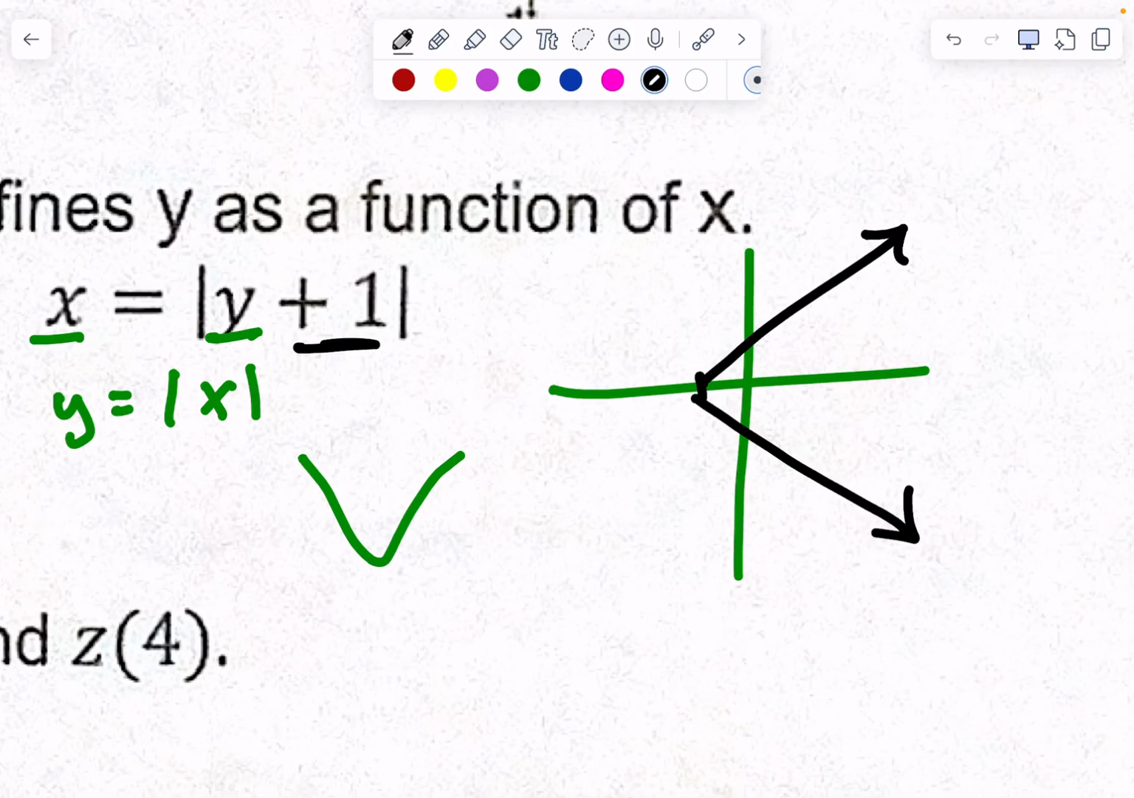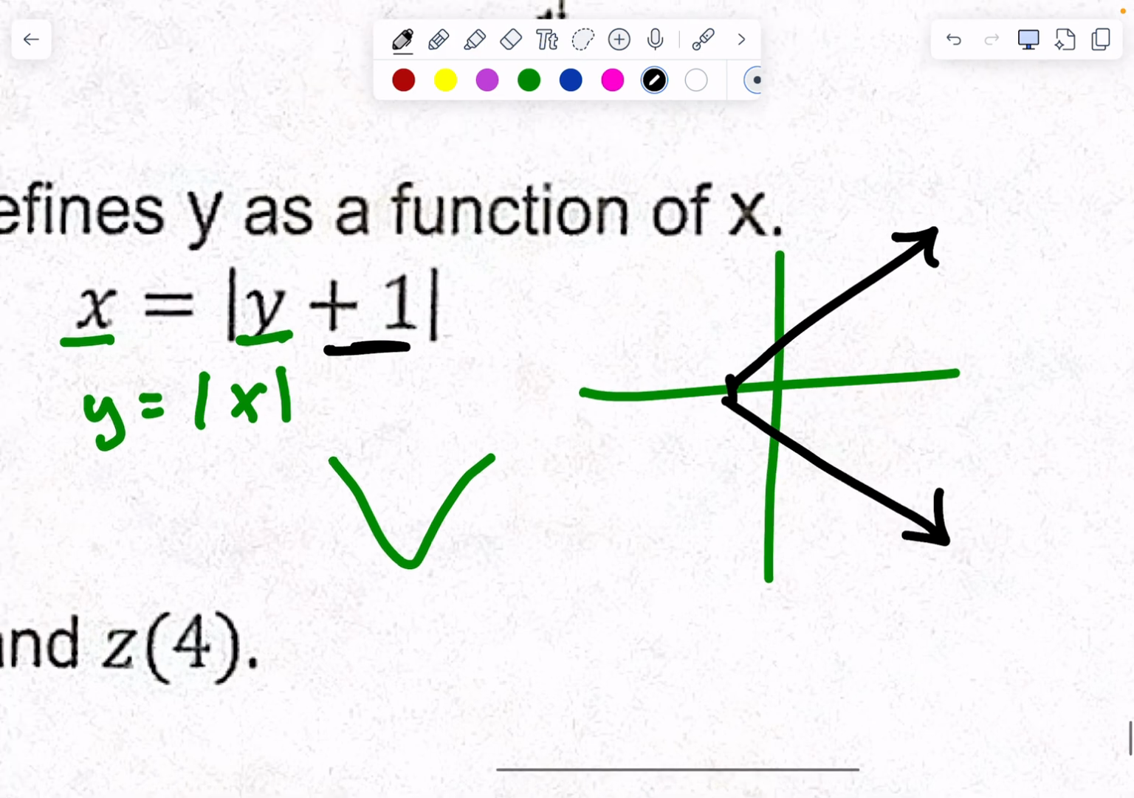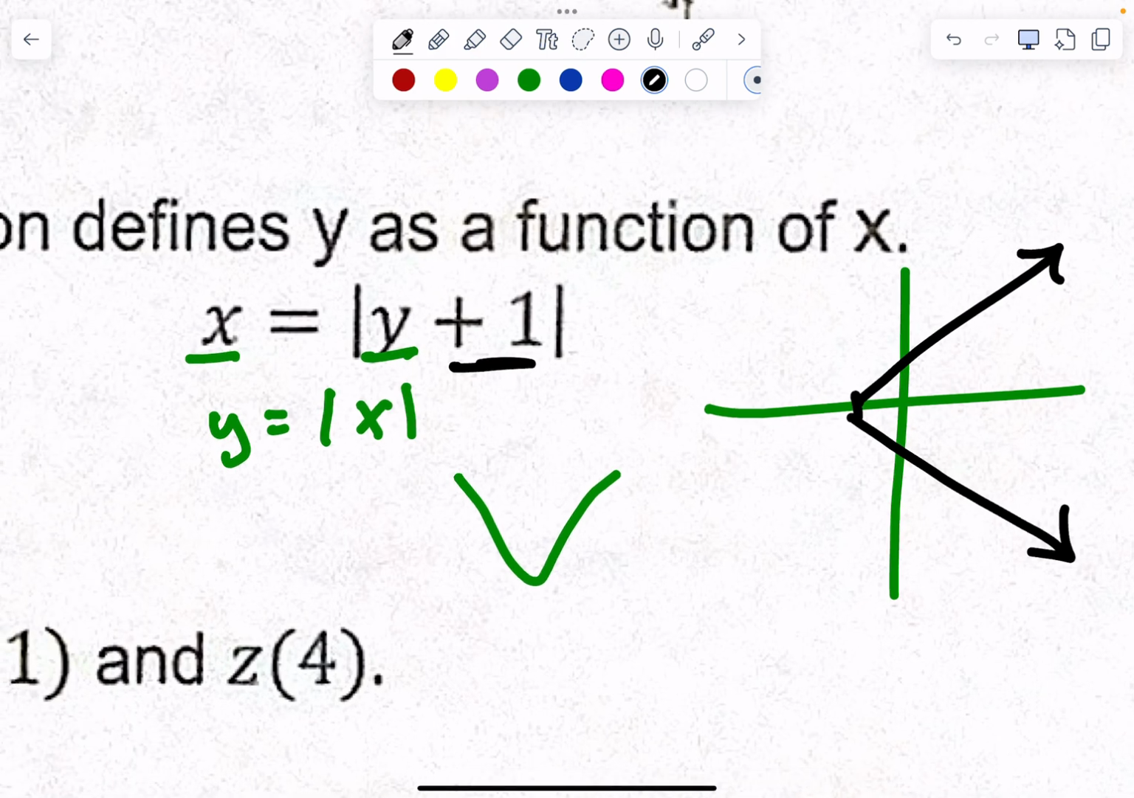Now, if you didn't know what that looked like, what would you do? Plot some points. You can't put it in your graphing calculator because it's x equals, not y equals. So you'd have to plot some points if you didn't know what that looked like. Why can't you put it in your calculator? Because it's x equals y, not y equals x.